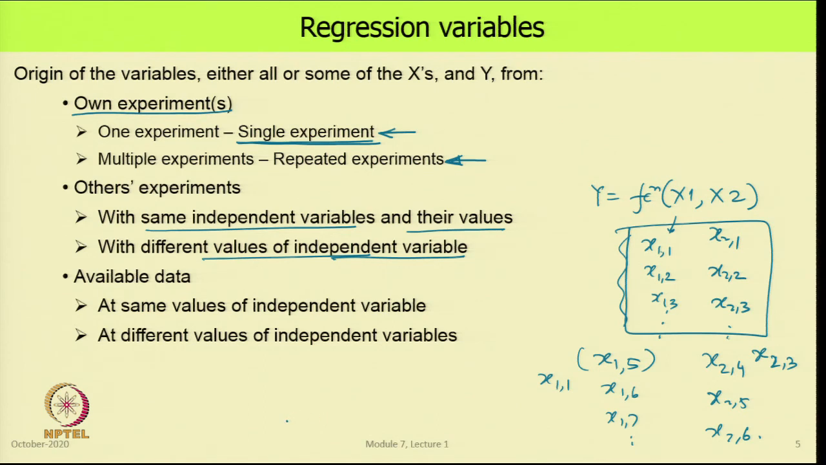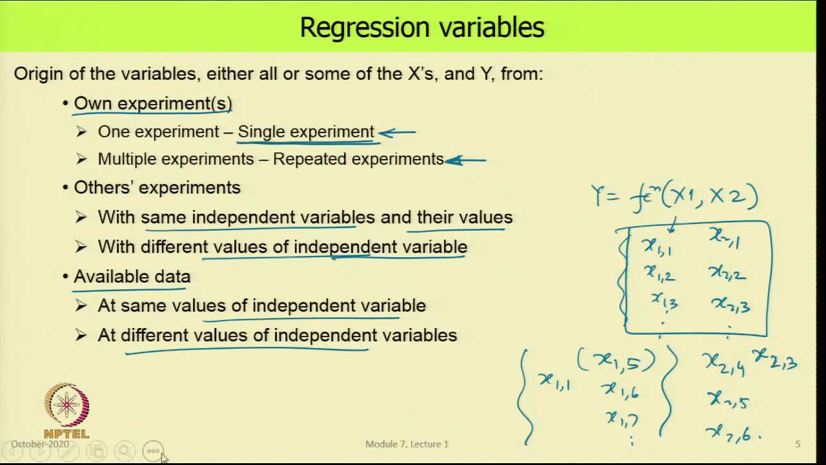Their implications on regression are different. So, that is what we have written here, that the available data could be at the same values of the independent variable as we have seen just now here, or at different values of the independent variables, which is what we saw in the second set over here.